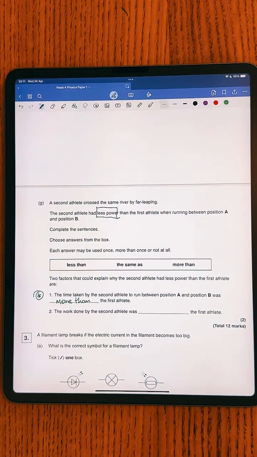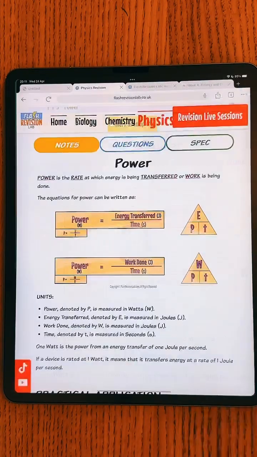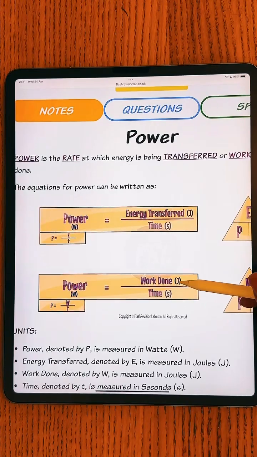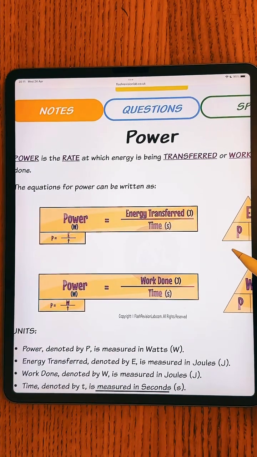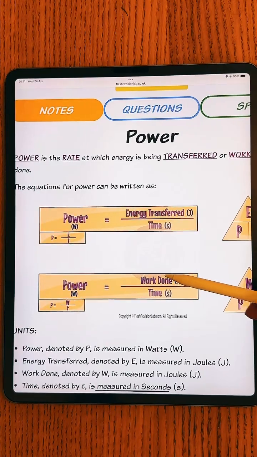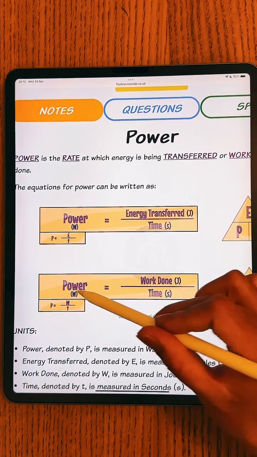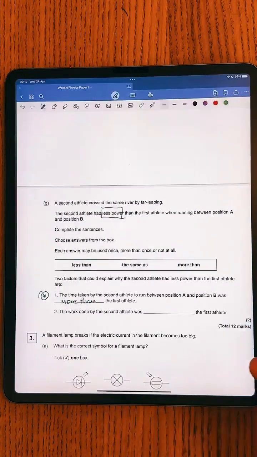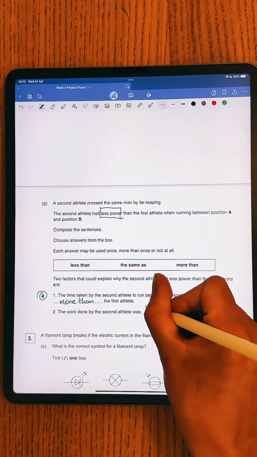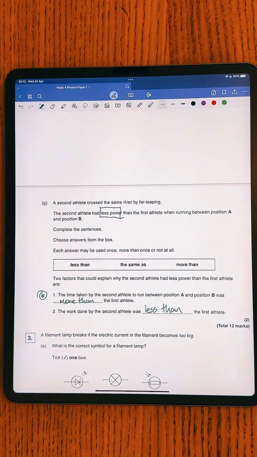Second one is to do with work done. So let's look at that equation again. Work done. What do you need to do to the top of that fraction to decrease power? What needs to happen to work done? Kind of common sense. It's a bit of maths in here. You need to understand fractions. So if you increase the top number, it's going to increase power. If you decrease the top number of a fraction, it's going to decrease the power. So you would want it to be less than. It's worded a bit awkwardly, so I can see why people would get this wrong. Hope that makes sense, guys.